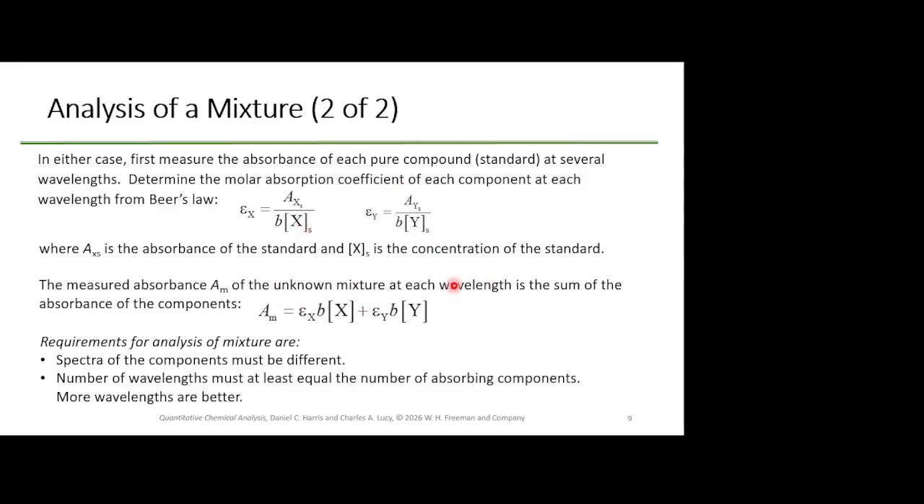So the A_S is the absorbance of our standard, and the C_S is the concentration of our standard. Now, if we put this in, the measured absorbance of an unknown mixture at each wavelength is going to be the sum of those components. If you have the epsilon and the path length, then we can predict those concentrations much more accurately, can't we?